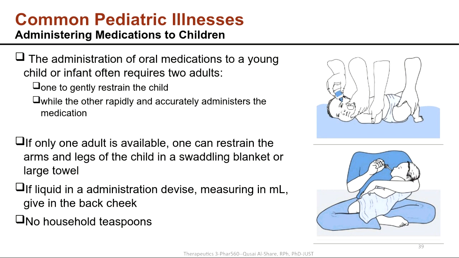So you need somebody to fix the arms and the legs. Then the next person, or the second person, will instill the eye drops in the eye. So one adult gently restrains the child, but doesn't break the bones, of course. And the other one will rapidly and accurately administer the medication.